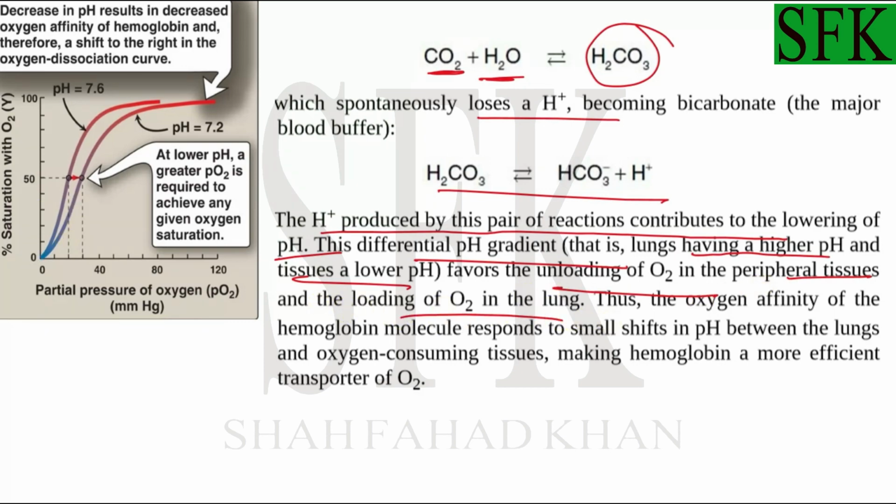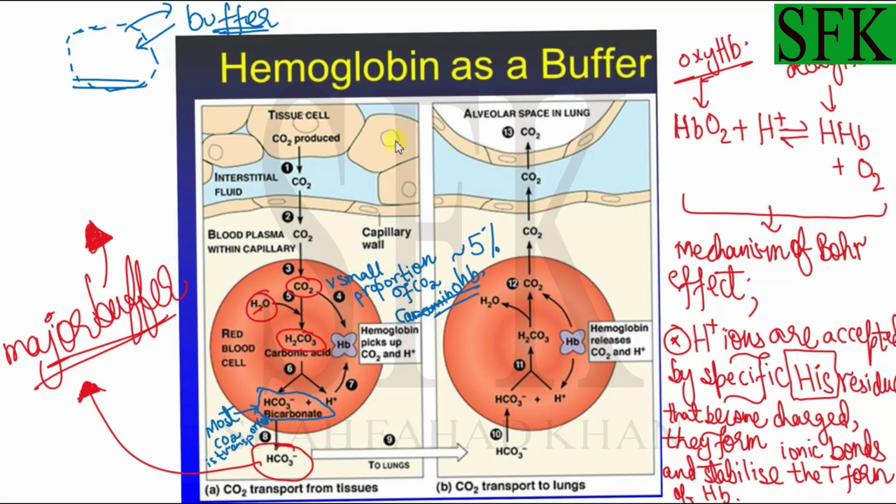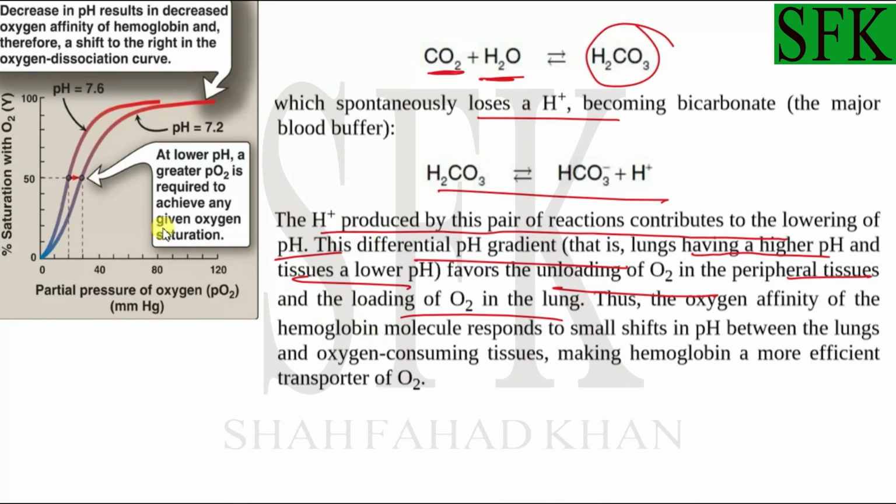Basically, the pH of the lungs is higher than the pH in the tissues, and I've told you that's due to the concentration of carbon dioxide and carbonic acid. This is the reason why oxygen is accepted mainly by the hemoglobin in the lungs, and it is released by the hemoglobin over here in the tissue region. We'll discuss this in just a moment.